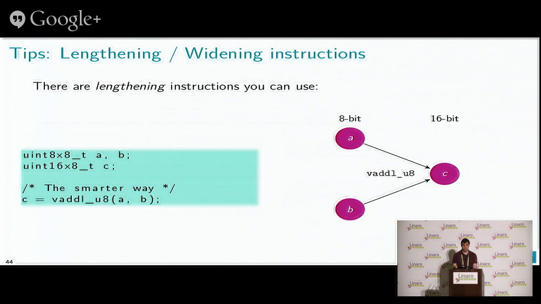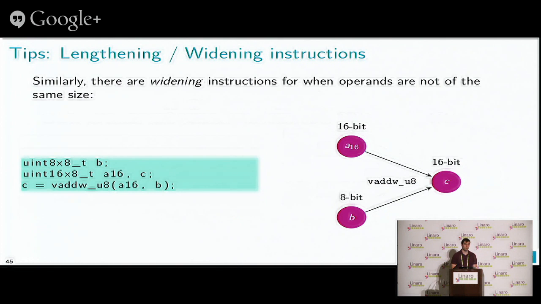It's something really not to overlook. You can improve a lot of existing code using this. Similarly, you have widening instructions. When you have a vector of 16-bit values and 8-bit values, you can combine the two whilst doing an operation. So once again, don't change the size of the values before you do the operation. Do consider these special operations that can do both at the same time.